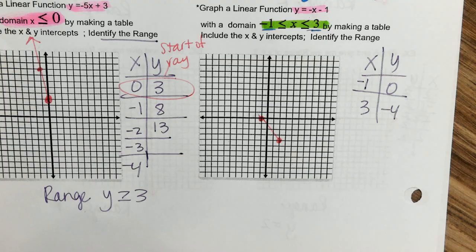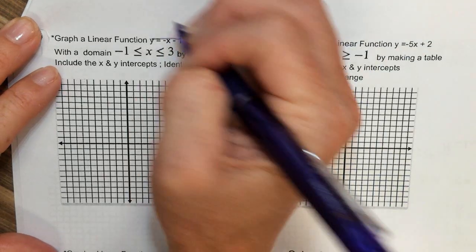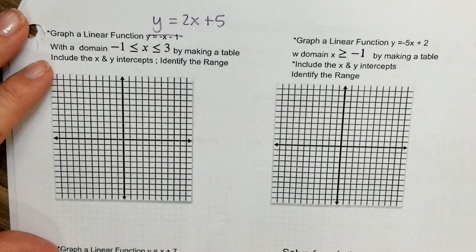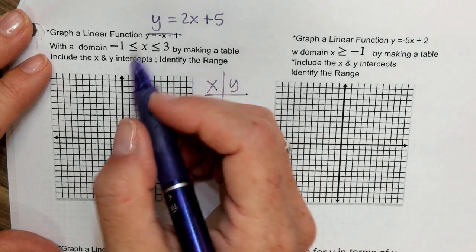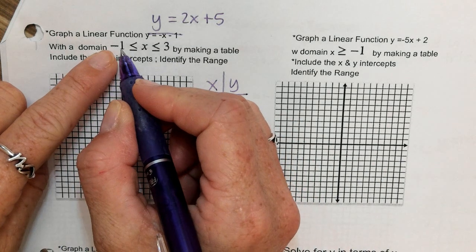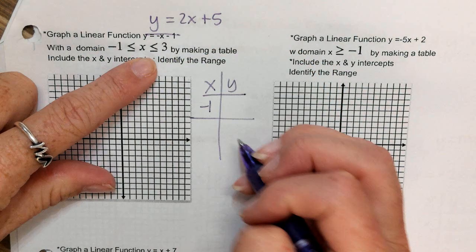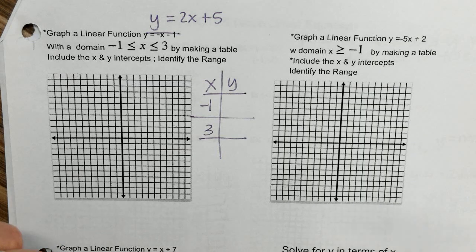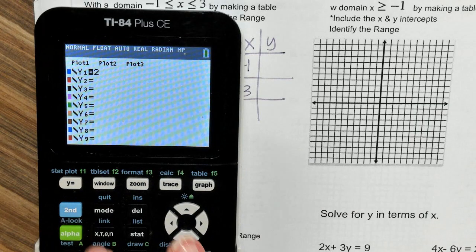All right, let's do one more compound inequality right here. And I'm going to change the function to y equals 2x plus 5. Make your table. What is my x going to be? Negative 1 and 3. Do I need any more dots for a ray? No. So I go to y equals. I type in 2x plus 5.